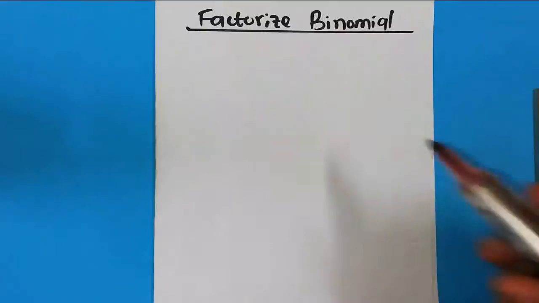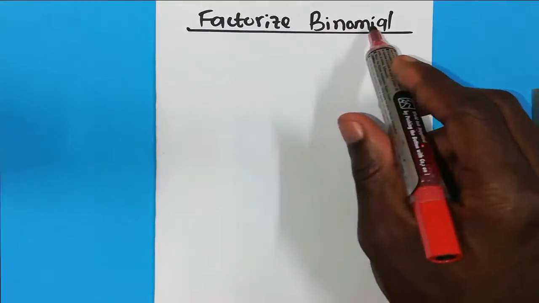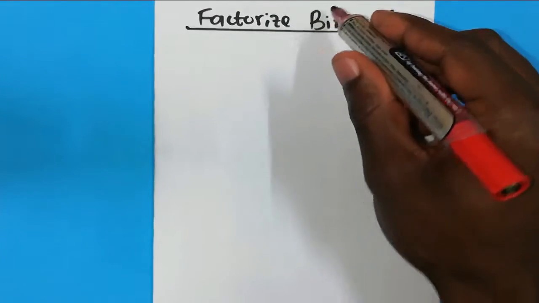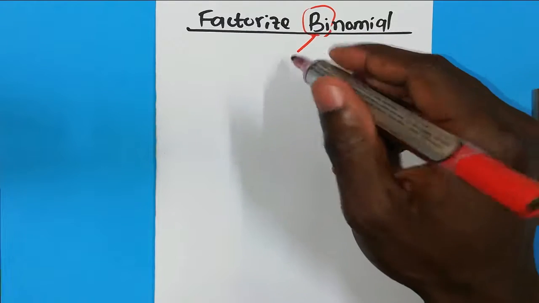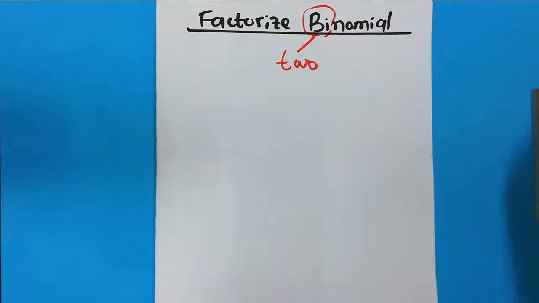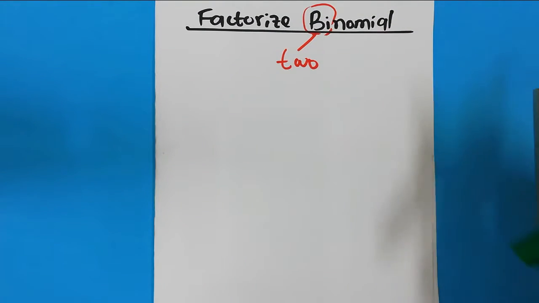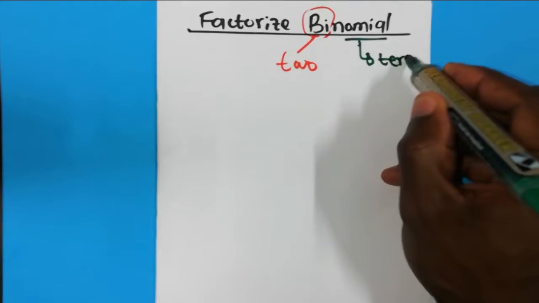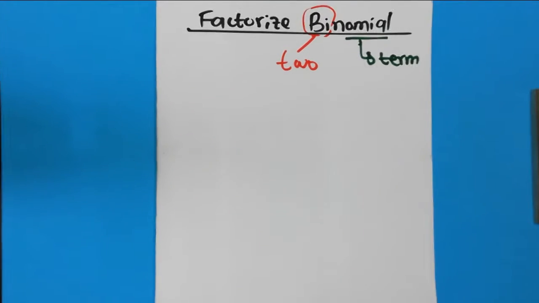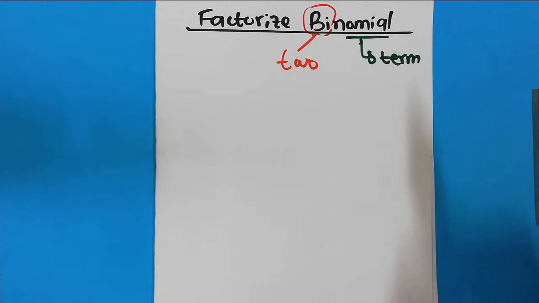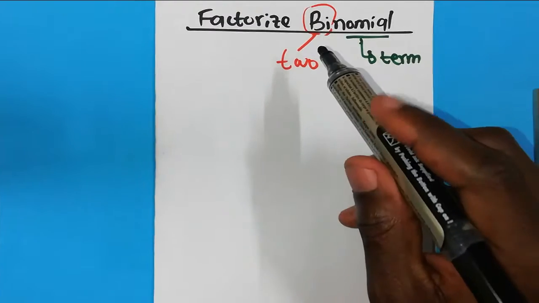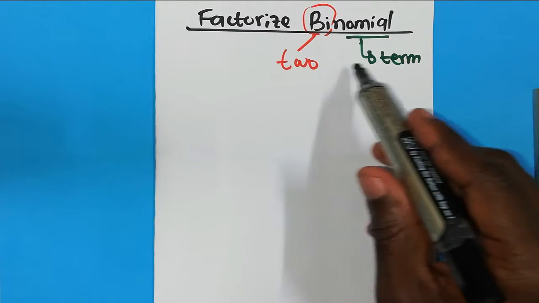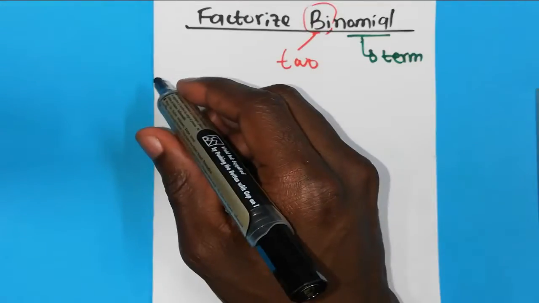Alright, let's begin. Factorize binomial. That is today's task. So the word bi, it means 2. And what about nomial? Nomial means a term. So when you have a binomial, basically it means that you have an expression with 2 terms. Alright, let's use an example to explain that.